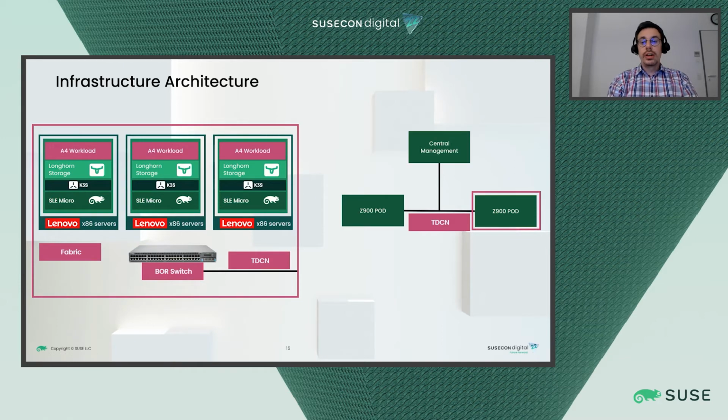Let's now take a look at the edge location. Here there are at least 3 x86 servers from Lenovo, each running a K3s node, which then form a cluster. Longhorn is used to offer the applications a persistent storage solution. Otherwise, there are bottom-of-rack switches and fabrics for network communication in each location, which also run Linux in order to be independent of the hardware.